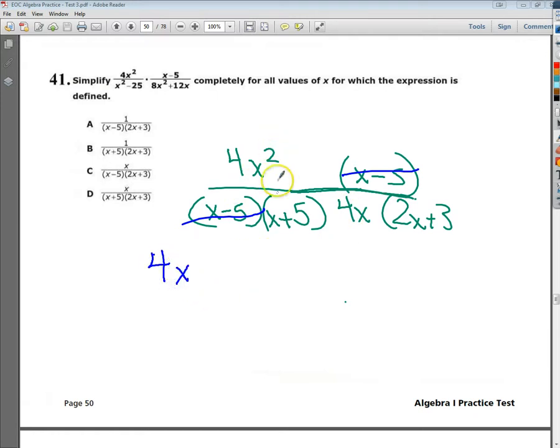And instead of 4x squared, I'm going to write 4 times x times x. It'll mean something in a second while I'm doing this. So 4x times 2x plus 3, and then I still have the x plus 5 on the bottom.